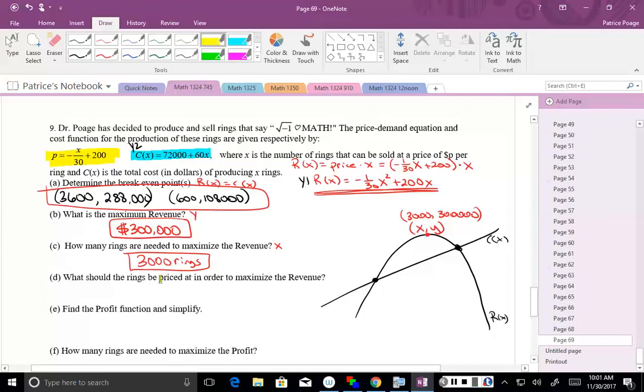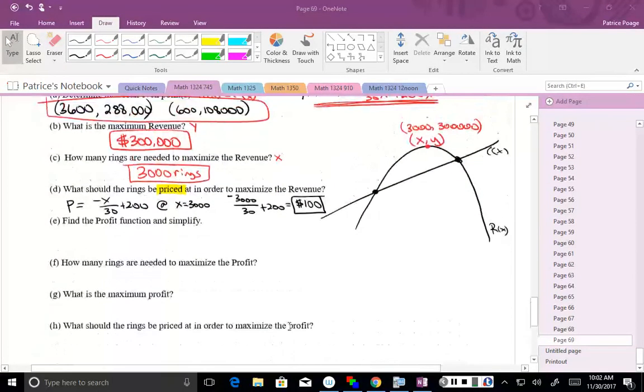Then it says, what should the rings be priced at in order to maximize the revenue? We saw the price equation right up here. It's in yellow. So I'm going to write my price equation right here. P equals negative x over 30 plus 200. So to find the price needed to maximize the revenue, I'm going to take the x value that we found will maximize the revenue. And I'm going to plug in x equals 3,000 here. So I get negative 3,000 over 30 plus 200. And I get that the rings need to be priced at $100 each to maximize the revenue.